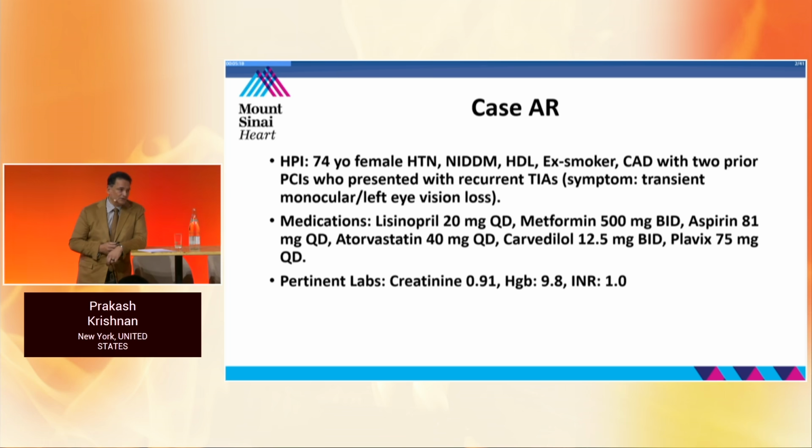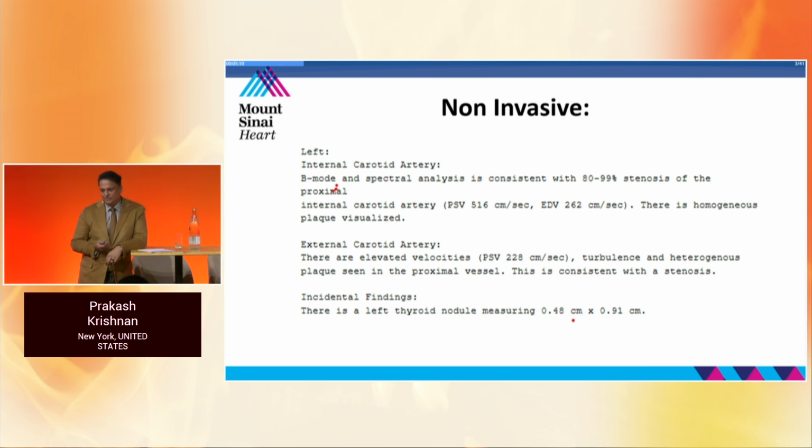So she had seen urology. She was optimized initially with medical therapy, was sent for an ultrasound and a CT, and you can see the medical therapy was there and the pertinent labs. She had a CT scan which confirmed the findings of the ultrasound. The ultrasound showed a left internal carotid artery stenosis of 80 to 99%. You can see the velocities there. And the CT showed a type 2 to 3 aortic arch.